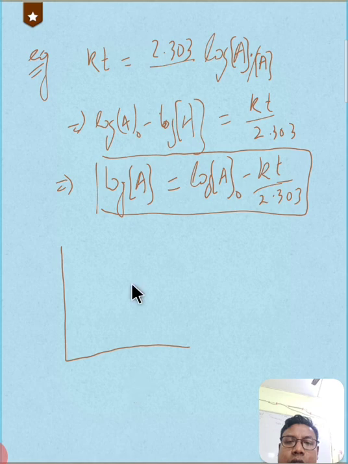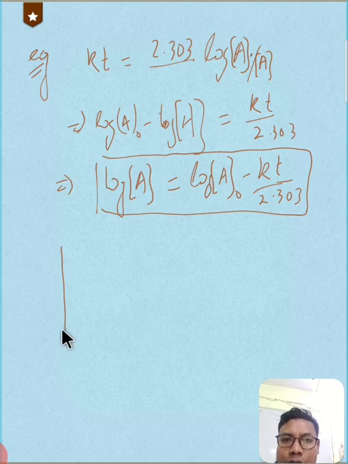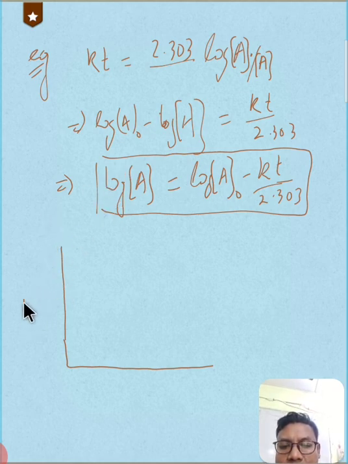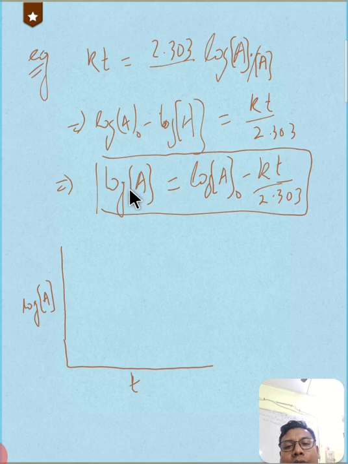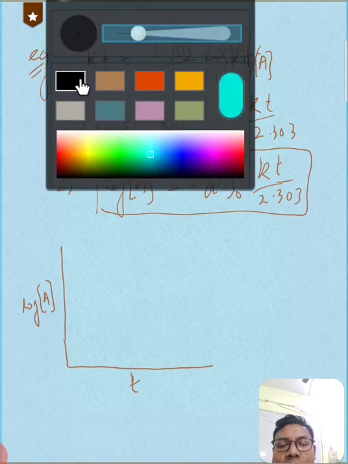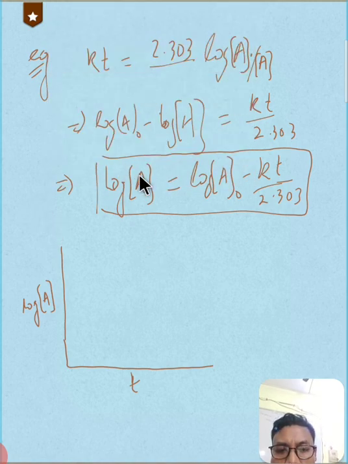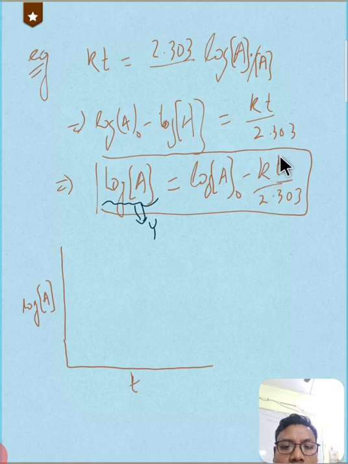Let me draw it straight. My drawing is not so good actually. This is our y-axis in which I would like to plot the value of log a, and here I would like to plot time, t is time, right? So what will be the graph of this log a versus time? In this equation, I am plotting the value of log a in the y-axis, right? And t is in the x-axis, right?